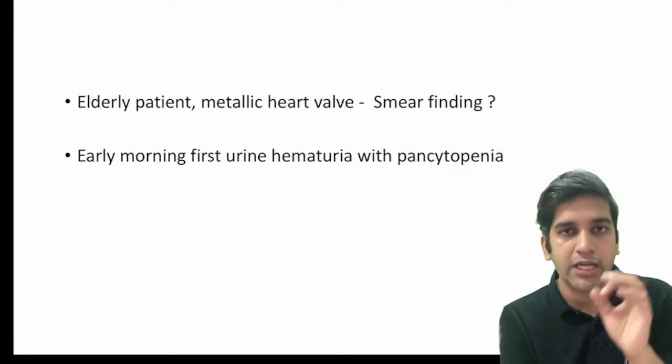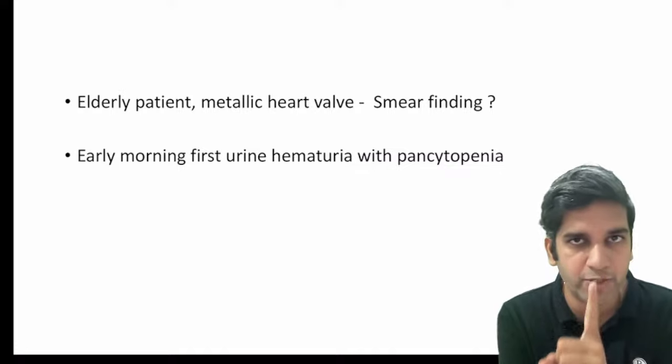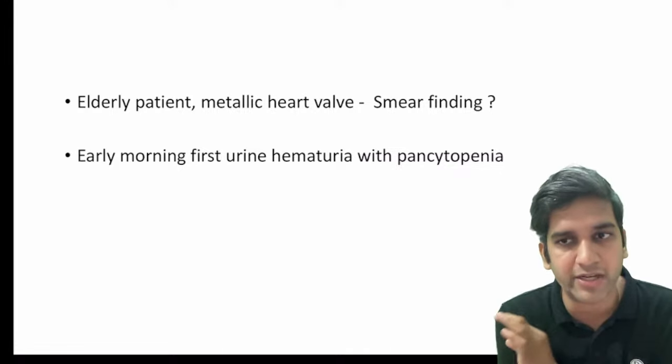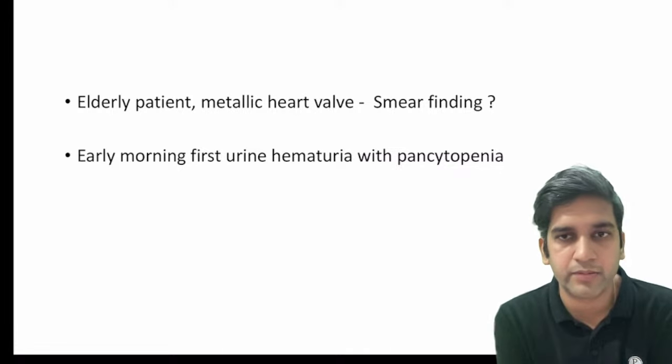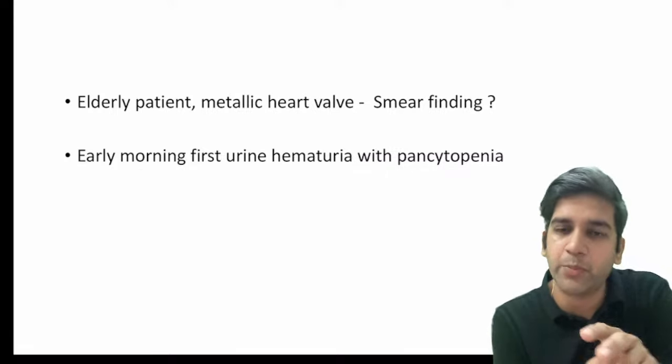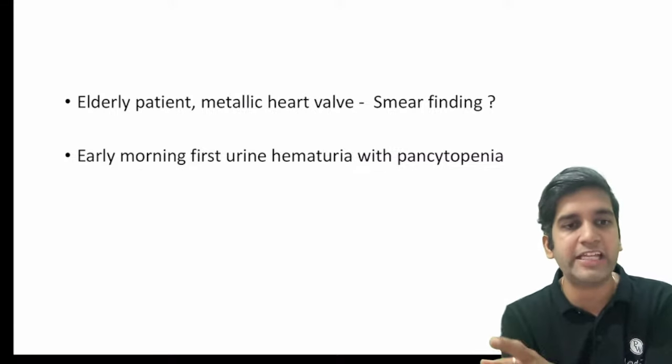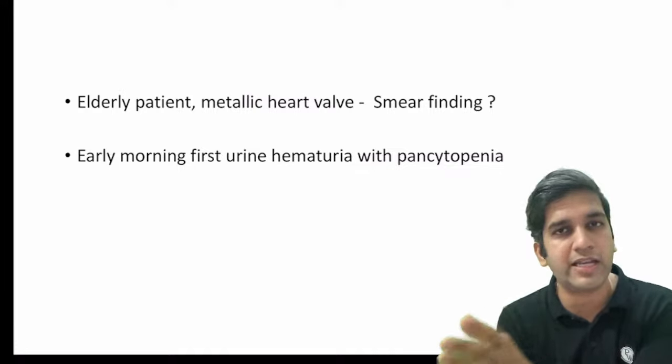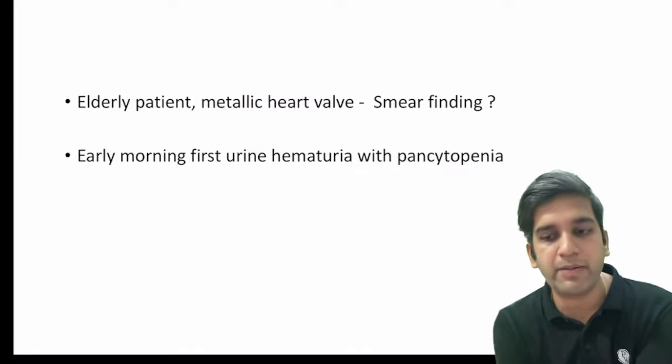Perfect. Okay, next. Early morning first urine is hematuria and the patient has pancytopenia. Diagnosis. PNH, perfect, right? It's PNH. And just one more leading question. What will be the bone marrow finding in PNH? Will it be a hyperplasia or cellular marrow or a hypocellular marrow?